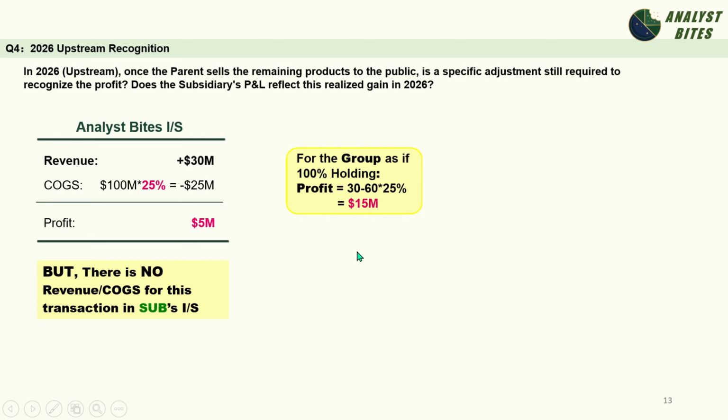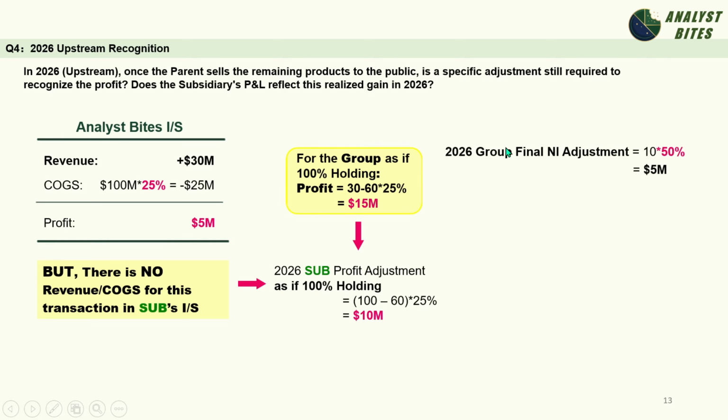This means the group's true profit is 15 million. Right now, we only have the parent's 5 million on the books. Therefore, we must add back the 10 million we deducted last year. 5 plus 10 equals 15. The logic is complete. Finally, based on our 50% ownership, we add back our share, 5 million, to the parent's statement. And just like that, every detail of these multi-period transactions is perfectly solved.